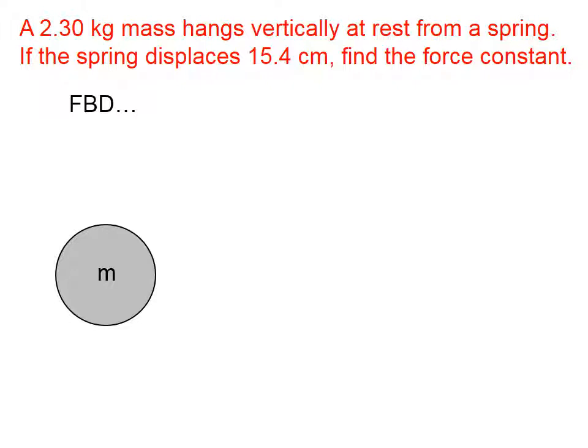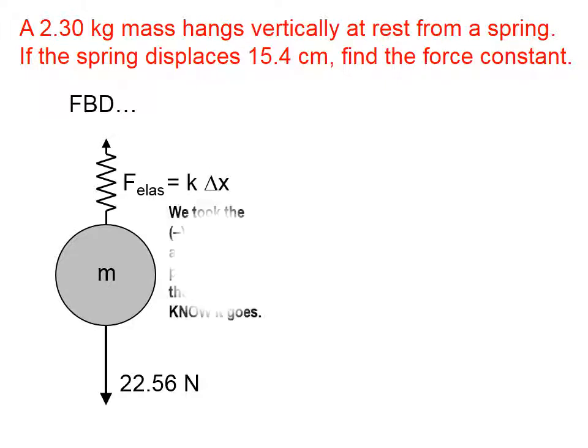Here's our mass. We have a weight that acts on that mass equal to m times g. So this number, 22.56 newtons, was calculated by taking 2.30 kilograms times 9.81 meters per second squared. We also have a spring that is holding the mass up, and there's an elastic force in the spring. By Hooke's law, that elastic force is numerically equal to k times delta x.